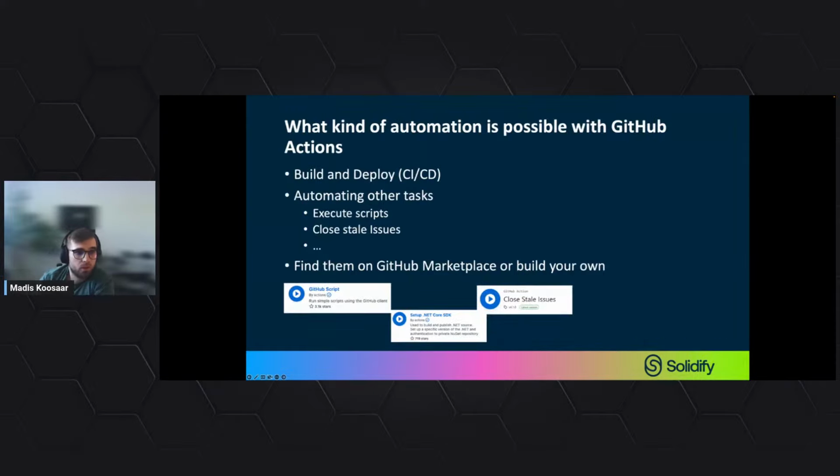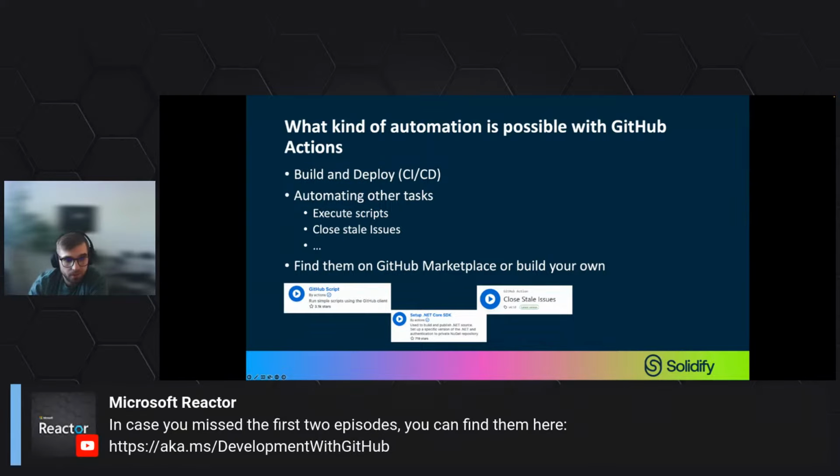So let's take a look at what kind of automation is possible with GitHub Actions. As I said, you can do CI/CD with it. And GitHub has something called GitHub Marketplace, which is a really good place where there are a lot of good open source actions when it comes to CI/CD, for example, or other automation tasks that you want to do. On this slide, I have selected a few as an example, which I have used most, or which I think are good examples.